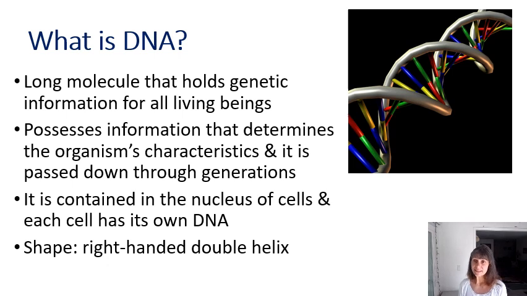We've already discussed that DNA is a very large molecule, or macromolecule, that holds all the genetic information for all living beings. This is where information that determines organisms' characteristics is found, and this information is passed down through generations. We know that the DNA is contained in the nucleus of the cell in the form of chromatin, and each cell has its own DNA. The DNA is a right-handed double helix, as you can see in this picture.